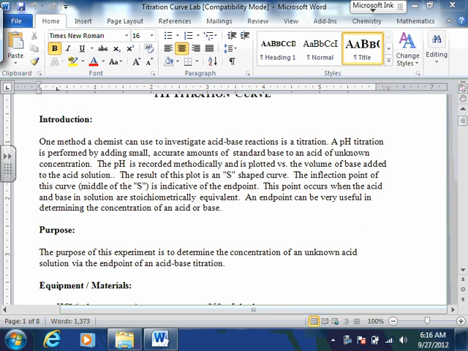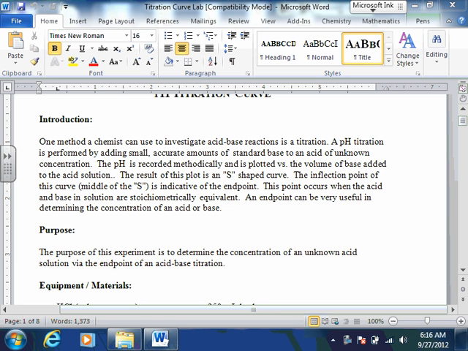Okay, so we're going to talk a little bit about this titration curve lab and how to finish this. I think hopefully most of this stuff you understand now, especially after the notes from the other day on molarity and titrations and all that stuff.